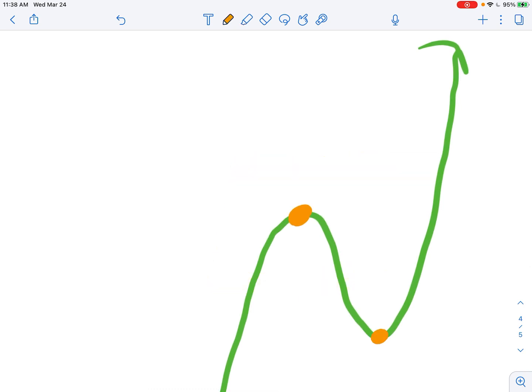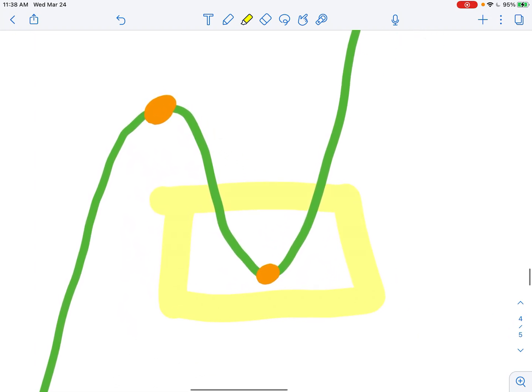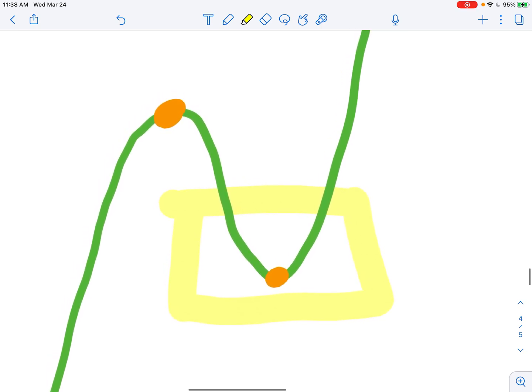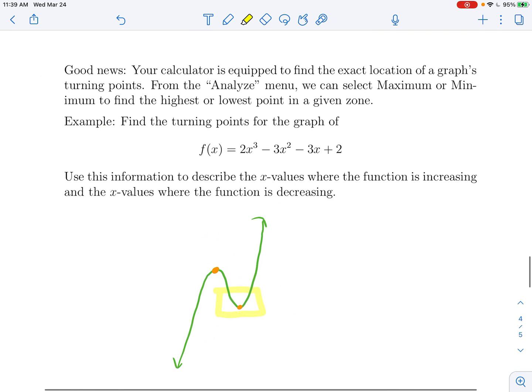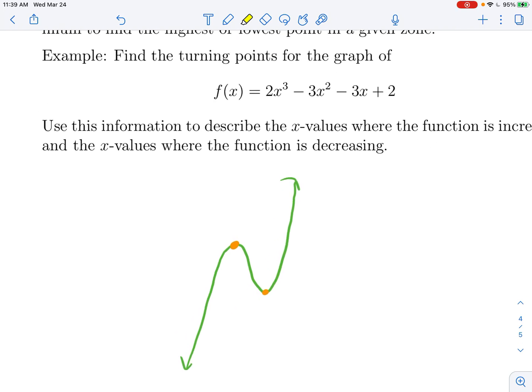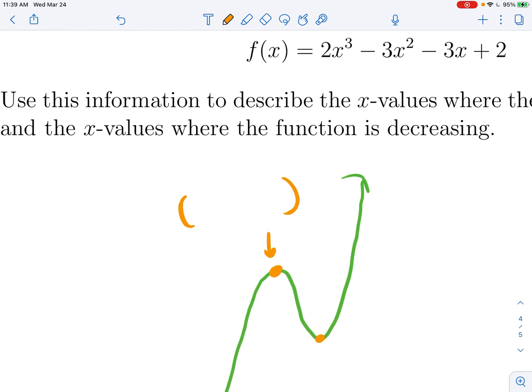Similarly, the turning point here is called a local minimum. If I'm only looking in that zone, it's the lowest point. It's not the lowest point on the entire graph, but locally it's the lowest point. And if you use the Analyze menu from your graph, you can select maximum or minimum to find those. So we did this in class. What we wound up finding is that this turning point occurred when x is negative 0.366 and y is 2.598.